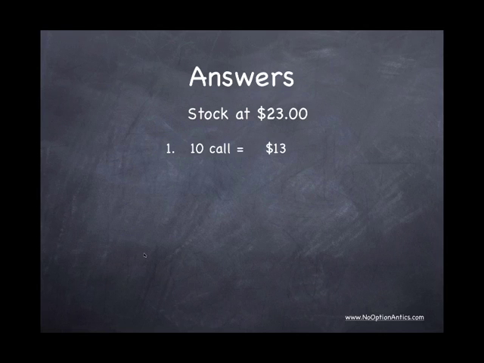Stock's at 23. The $10 call gives you $13 of real value. Why? We can buy the stock at 10. Everybody else has to pay 23. The $15 call has $8 of real value because we can purchase the stock at 15. Everyone else has to pay 23. There's $8 of what's called real or intrinsic value.